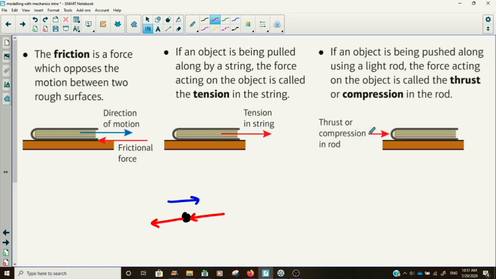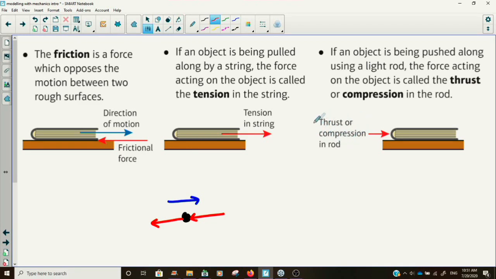Another way of moving the book to the right is by pushing it, and imagine that we had a rod or even a spring, and we push the spring into the book, and we know that spring is going to compress, it's going to get shorter, and it's going to push the book along. So we call that thrust or compression. Those two words mean the same thing, kind of like a pushing force.